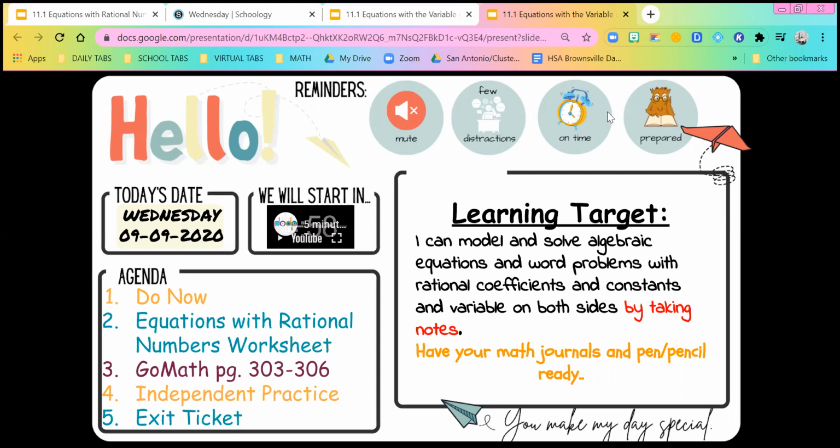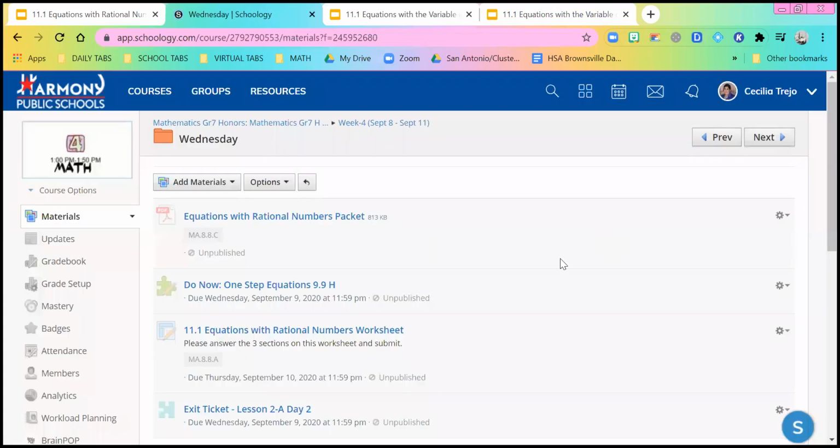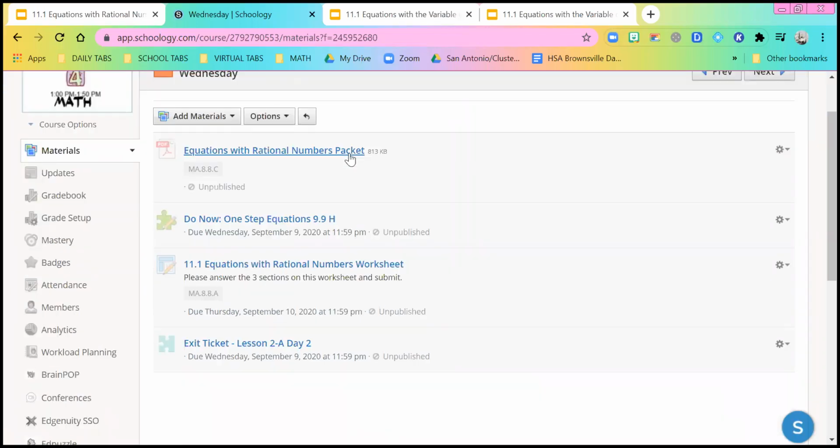Okay, so I want to go ahead and look at Schoology real fast before we actually get into that, and pay attention to the week 4 Wednesday folder. So I have here the actual module that we're using for today. It says equations with rational numbers packet. If you want, you can open that up and have that open, because that's the one I'm going to be using for this video. And of course, please make sure to work on the do now.